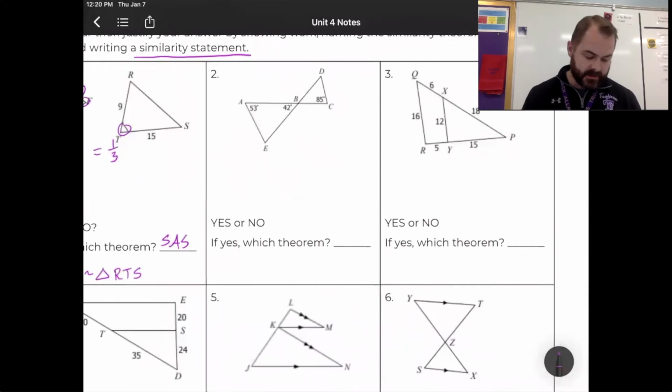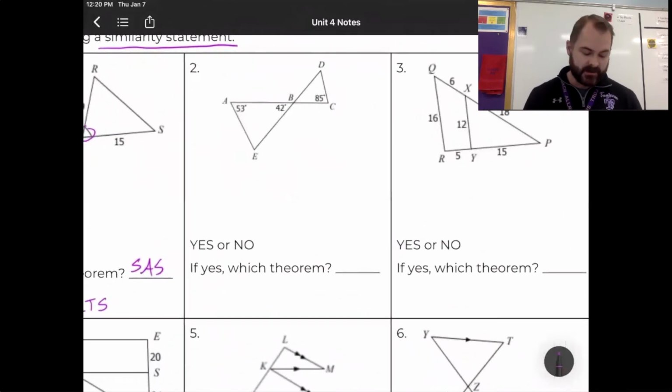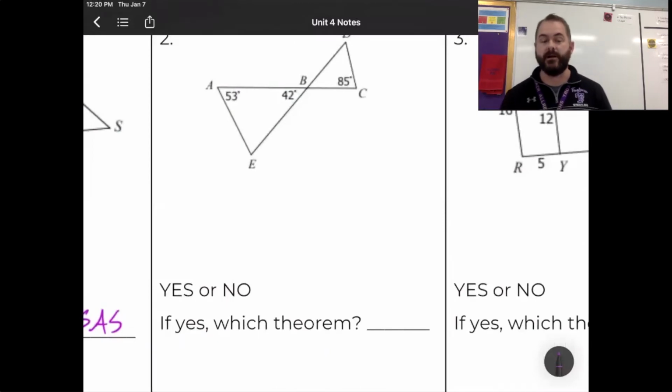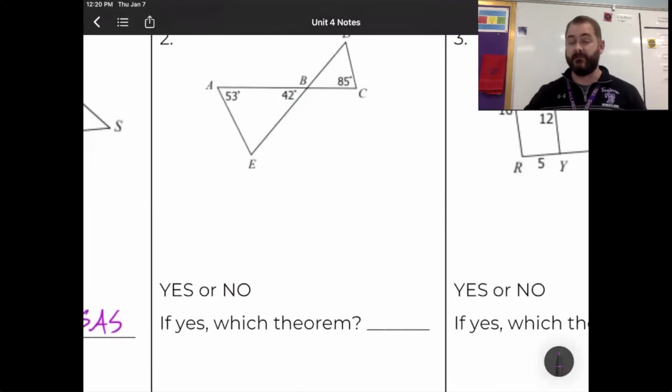So as we look at number 2, okay, we've got only angles given. That means I should be using angle-angle similarity to show these triangles are similar if they are in fact similar.